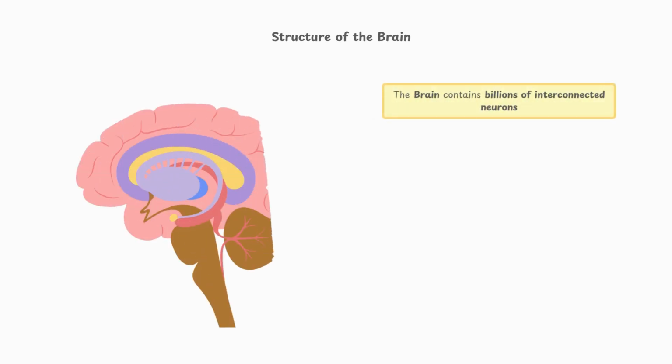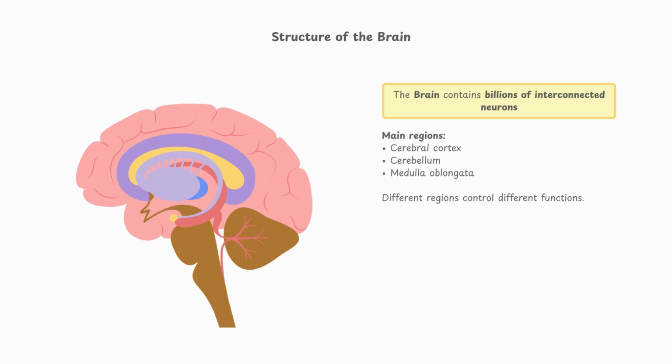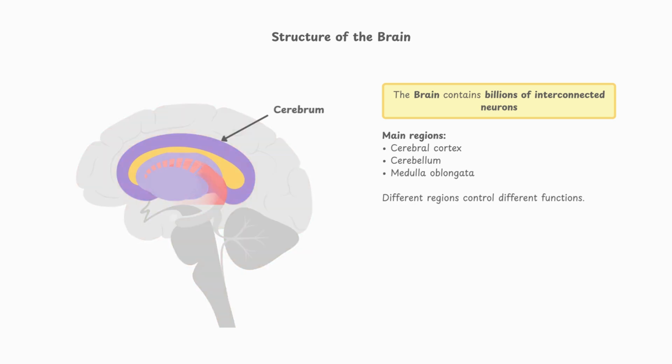The brain is made up of billions of interconnected neurons, forming a highly complex communication network. Each part of the brain has a specific role, allowing us to think, move, and control vital functions. The largest part is the cerebrum, located at the top. This is responsible for higher thinking skills such as memory, intelligence, decision-making, and conscious movement.